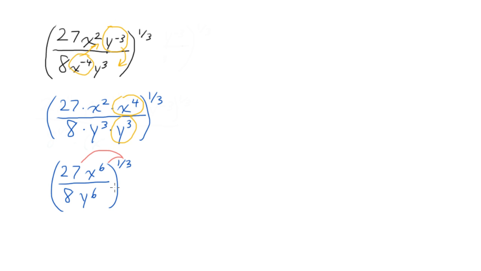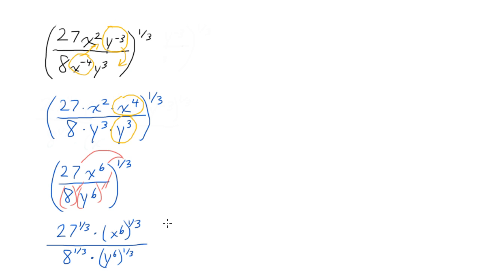You apply that to every single factor, and it works in the denominator as well. So we're going to apply it to the 8 factor and the y to the 6th factor. Okay, so let's show that. And so we have 27 to the 1/3 times x to the 6th to the 1/3 over 8 to the 1/3 times y to the 6th, all to the 1/3. So now let's do this step by step.